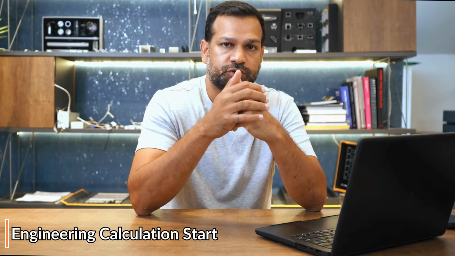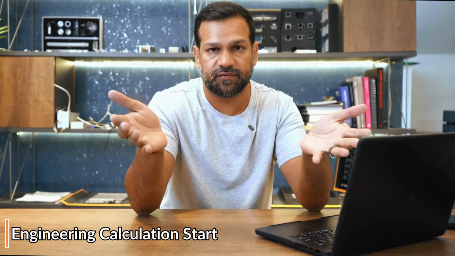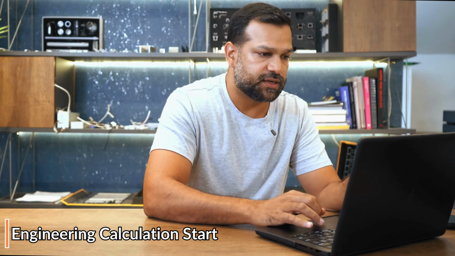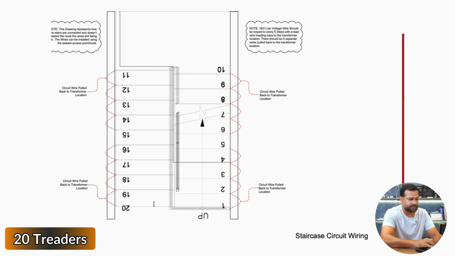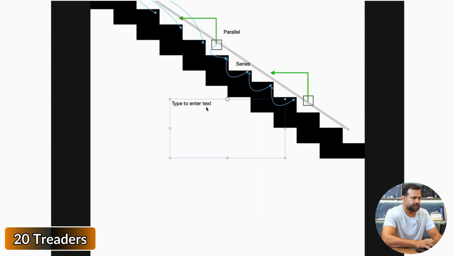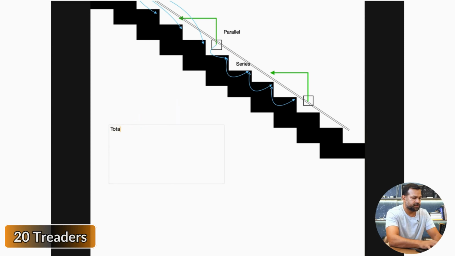I'm just going to quickly show you an example of what these calculations might look like. So let's use this one. We have 20 treads, so let's use this scenario. We have 20 treads or 20 stairs. So let's open a little text box here. So I have total stairs equals 20.